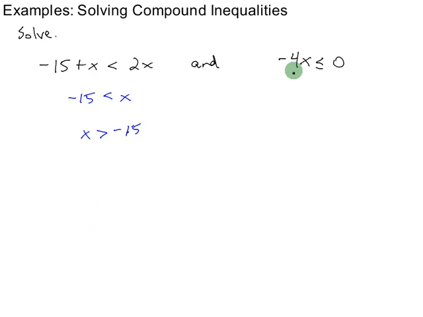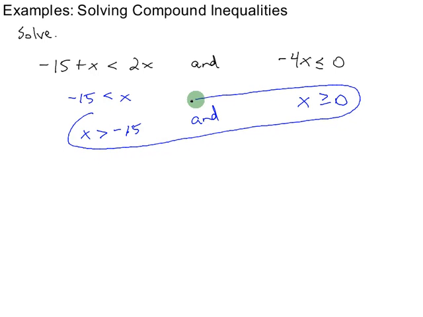Over here, I need to divide both sides by -4. That's going to give me x on the left. 0 divided by -4 is 0. But since I divided by a negative, this less than or equal to flips and becomes greater than or equal to. So now I've got this new compound inequality, right? This isn't the solution. I'm just isolating what we need to focus on now. X is bigger than -15, and x is greater than or equal to 0. I need to find all x values that make both statements true.